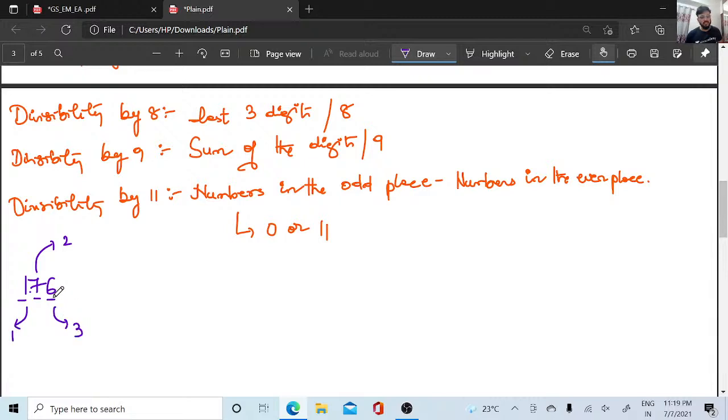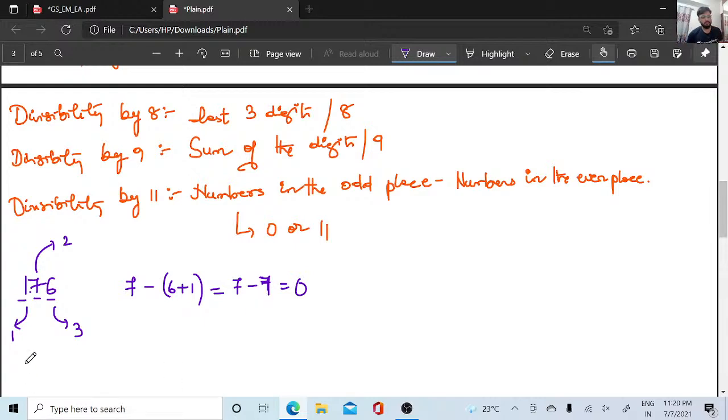Odd is going to be 1 and 3. So even minus numbers in the odd place is 7 minus 6 plus 1, right? So here 7 minus 7, which is nothing but 0. So I can tell the given number is divisible by 11.